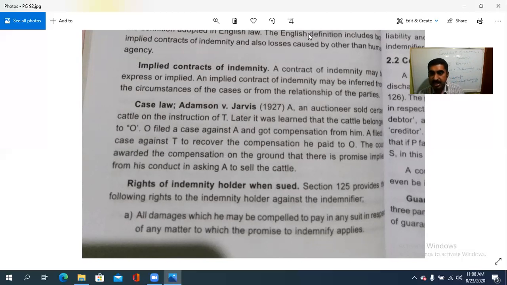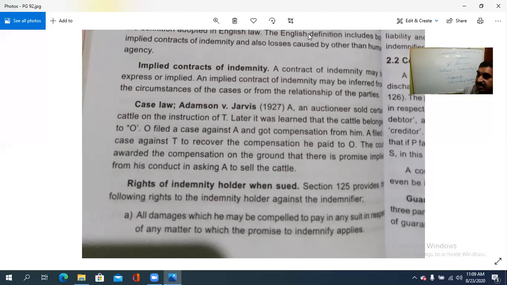As per this case, an auctioneer sold certain cattle on the instruction of T. What was sold? Cattle, livestock. Who sold them? An auctioneer, the person who calls the auction. Later it was learned that the cattle belonged to O. O filed a case against A and got compensation from him. A filed a case against T to recover the compensation he paid to O. The court awarded the compensation on the ground that there is a promise implied from his conduct in asking A to sell the cattle. So that is the first case, implied contracts of indemnity.